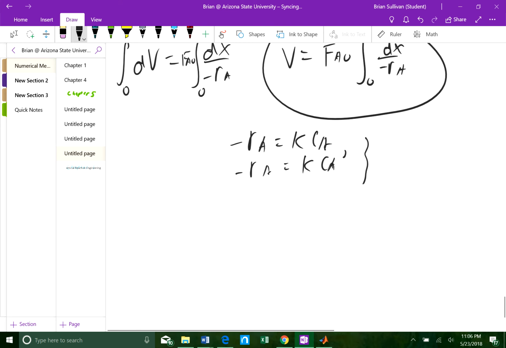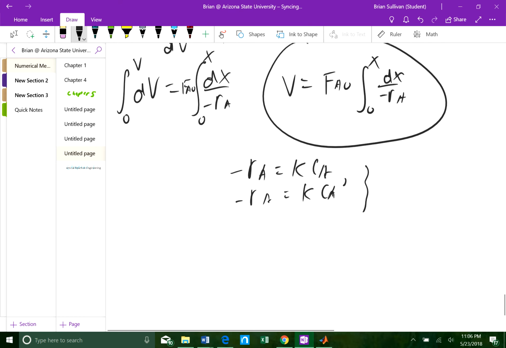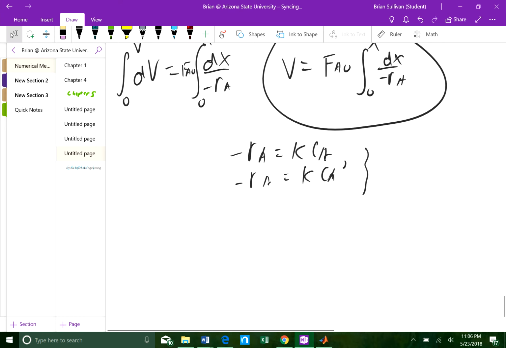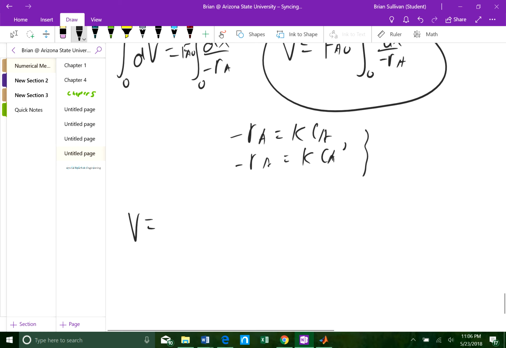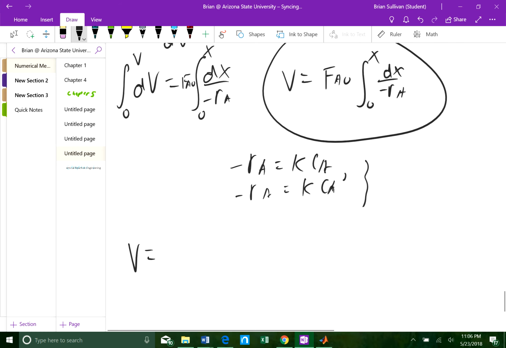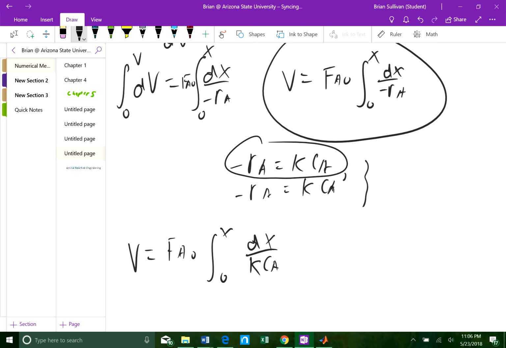Now, I got a little bit of time, so I might want to go into doing an example. I'll do it with the first order. And the integrals are pretty easy. They're not that hard. So let's take FAO, right? Just taking the generic equation, 0 to X, dx with kCA. It's positive because negative RA is equal to kCA.